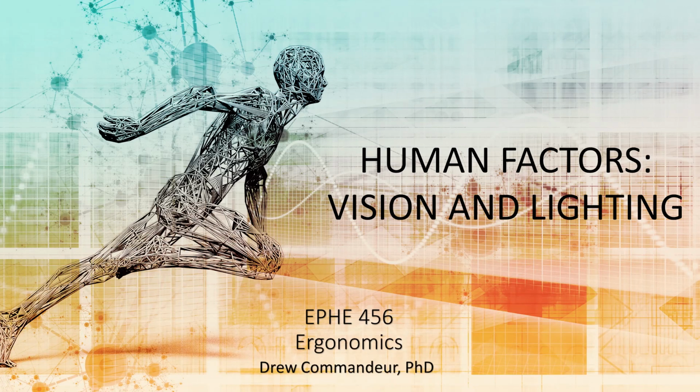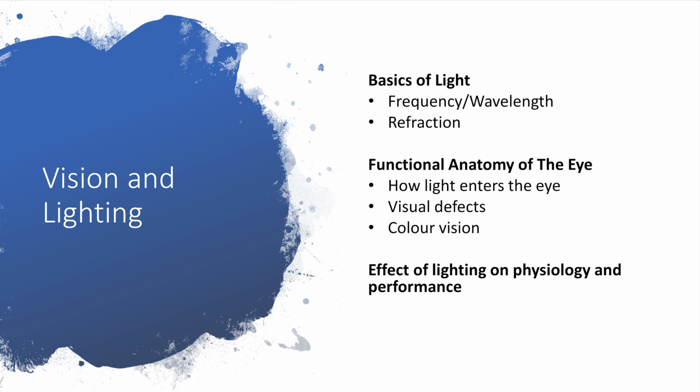In this lecture, we're going to talk about vision. We'll cover the basic principles of light, including frequency and wavelength of light, reflection and refraction of light. We'll discuss the basic functional anatomy of the eye, including how light enters the eye, visual defects, and how we see color. And we'll also talk about the effect of lighting on physiology and performance in the workplace.